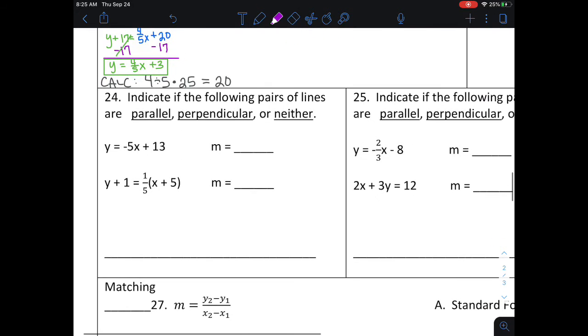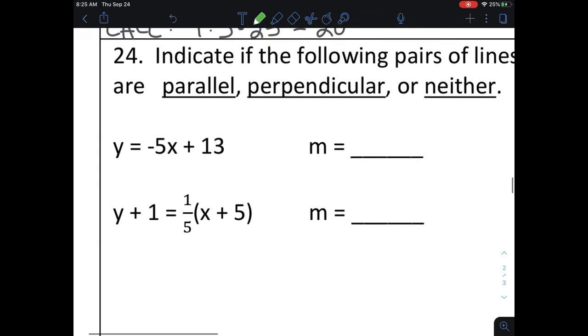Number 24, indicate whether they're parallel, perpendicular, or neither. All right, let's take a look. The first equation here is in slope-intercept form, so let me write that form underneath it, and then I can easily tell what the slope is. To detect if it's parallel or perpendicular, you have to know what the slope is. So m equals -5.